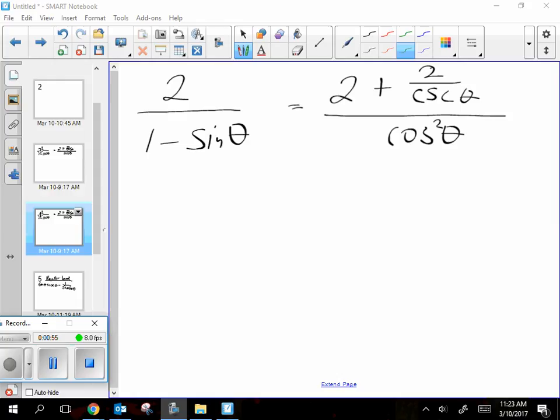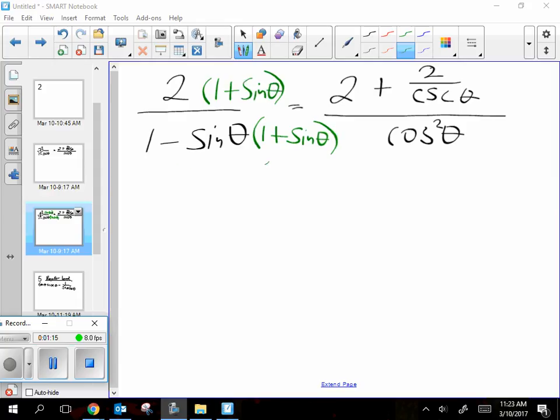I suggested you start on the left side because I thought that was a little easier, but the ultimate challenge, you might have tried it from either side. You could prove this thing from either way. All right, so I'm going to multiply by 1 plus sine theta. You might think, okay, so how do you know that? How do you know to do that?